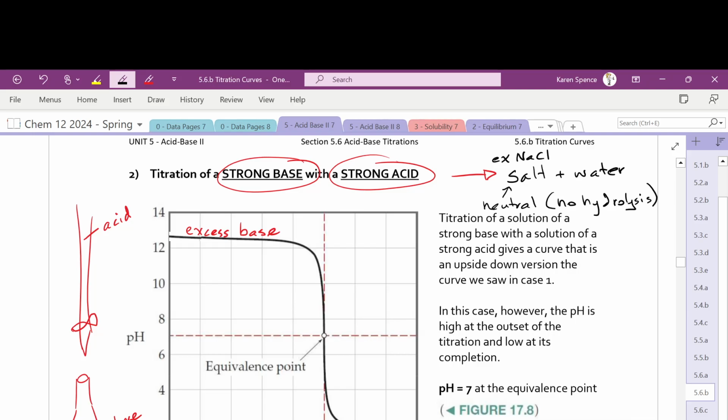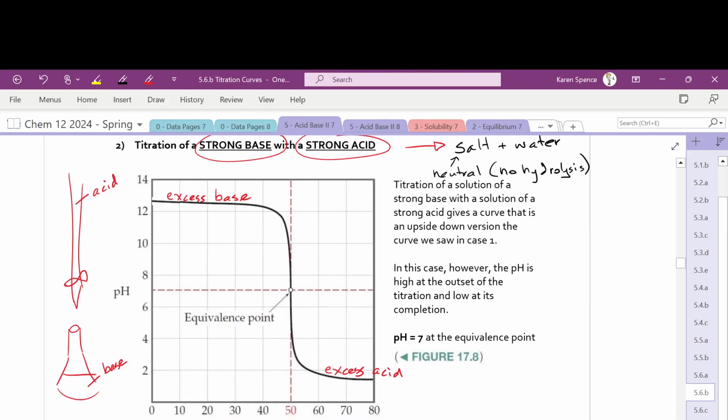So you need to be able to recognize whether you're adding the strong base to the strong acid or whether you're adding the strong acid to the strong base just by the direction the curve goes. Okay? That's one of the things that you need to be able to recognize.